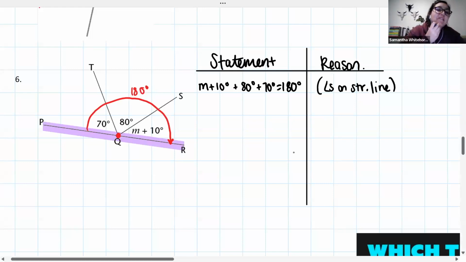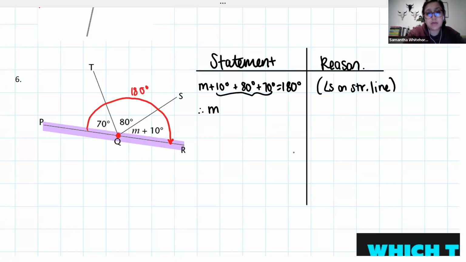Right, now that we have that, we can go and solve. Now remember, 10, 80, and 70 are all like terms. So I've got m plus 160 must give us 180. We're going to use our inverse operations. I hope I can do math. Yeah, I can. We use our inverse operations and we subtract 160 on both sides. So m is equal to 20 degrees. And I think most of you on the chat said that. If you didn't, you probably made a silly little mistake. So again, this is where we make the mistakes. This is where we do the silly things so that we can correct ourselves.